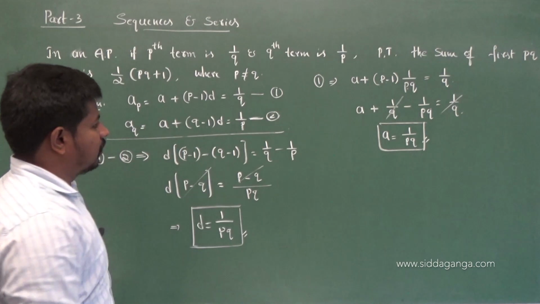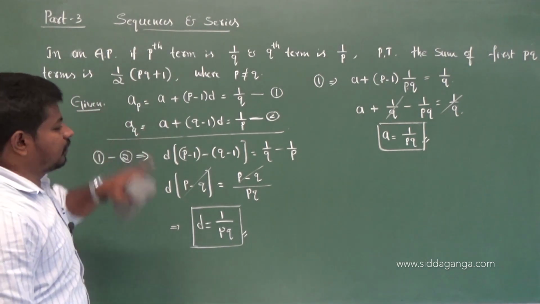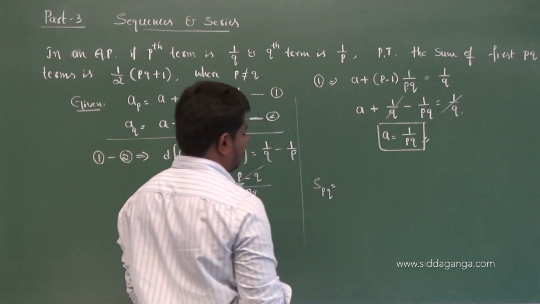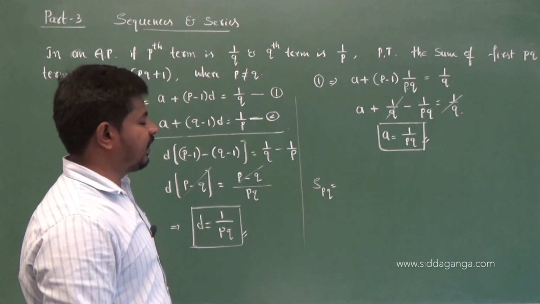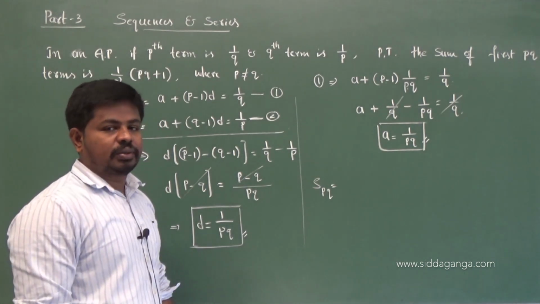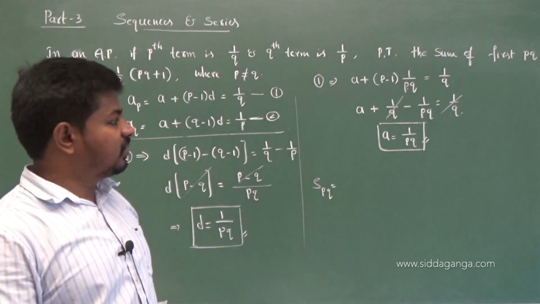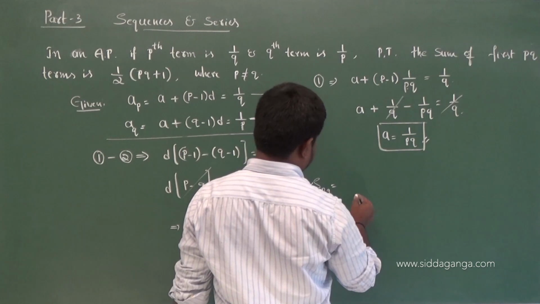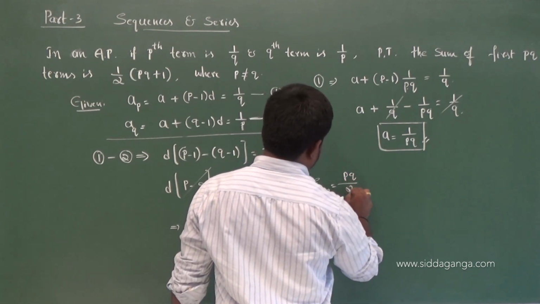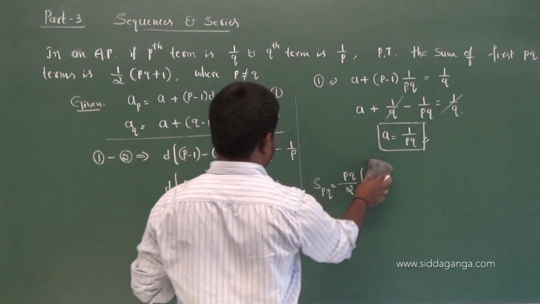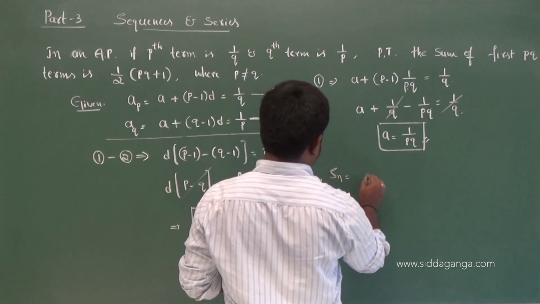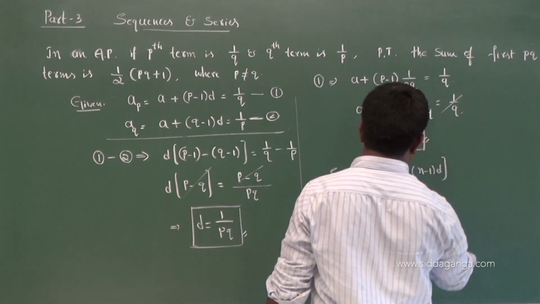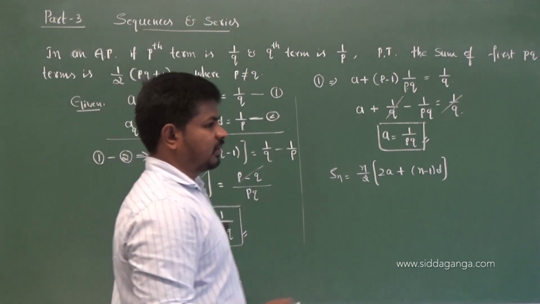Okay. Now, let me show the sum of first pq terms is equal to this. Therefore, now sum of first pq terms, that is Sn, in place of Sn we have to take Spq. I mean here n is same as pq. Number of terms is equal to pq. We have to show sum of first pq terms is equal to half of pq plus 1. So using the formula, let me write the first formula, Sn is equal to n by 2 into 2a plus n minus 1 into d. This is actually the formula to find sum of n terms of the AP sequence.